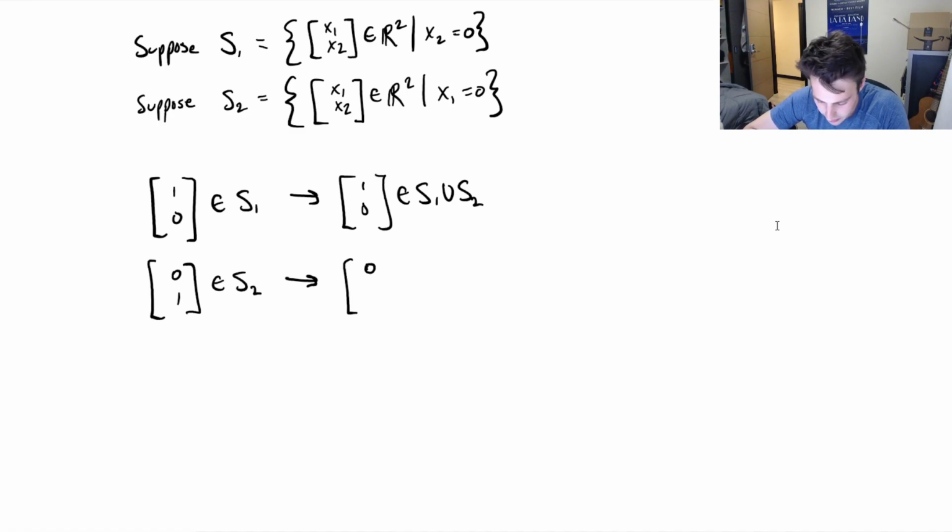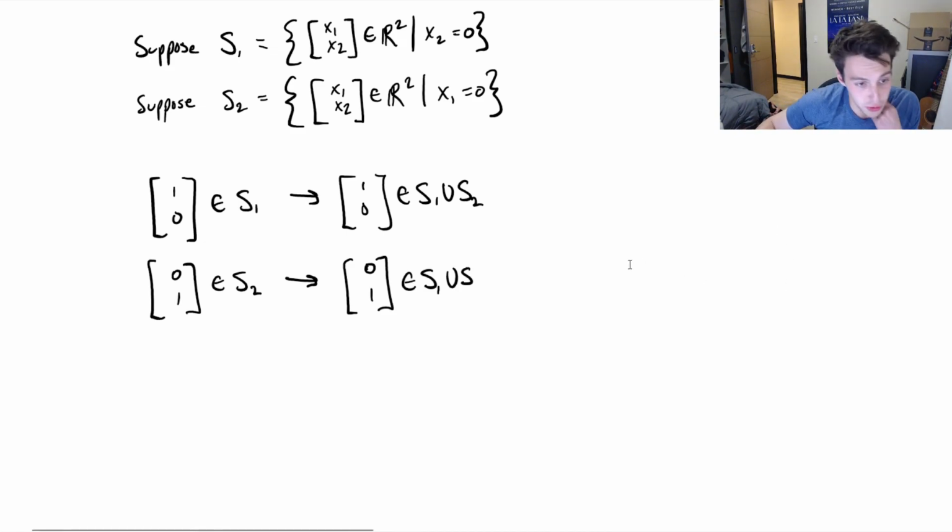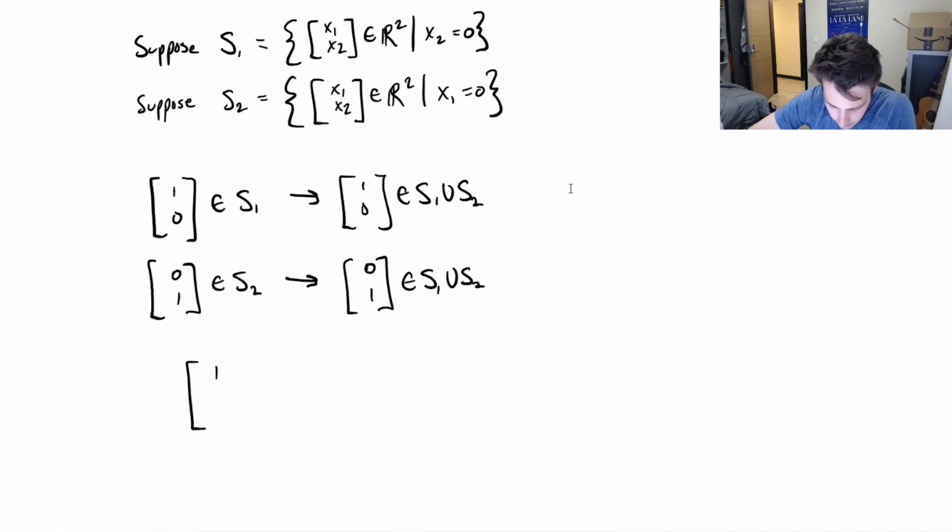And I'll say the same thing. These vectors both would satisfy the definition for the union. It's in either of the subspaces, right? So if the union is a subspace, I should be able to add these vectors together and also get something that is in either S1 or S2. So let's try that. Well, (1, 0) plus (0, 1) is equal to (1, 1).